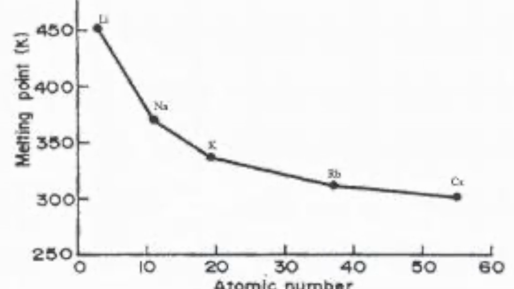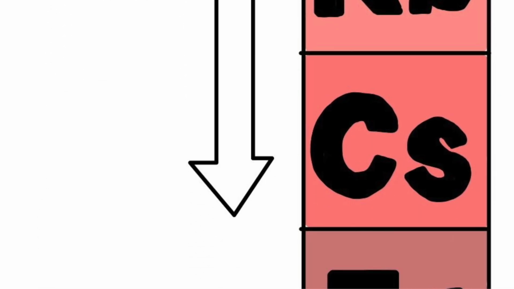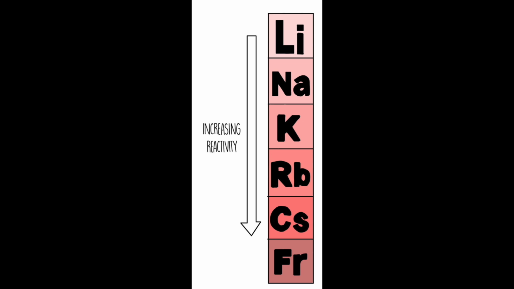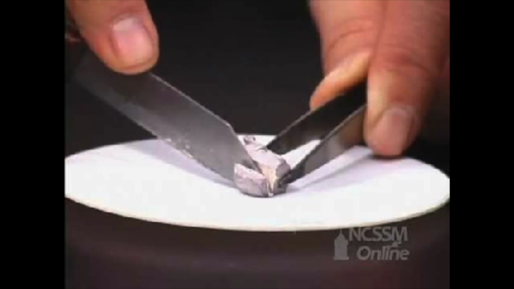Down the group, the melting point decreases and the reactivity increases, which means that potassium will react more vigorously than sodium or lithium. The density increases and also the solids get softer and softer down the group.